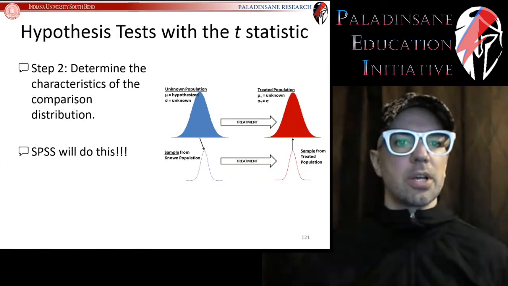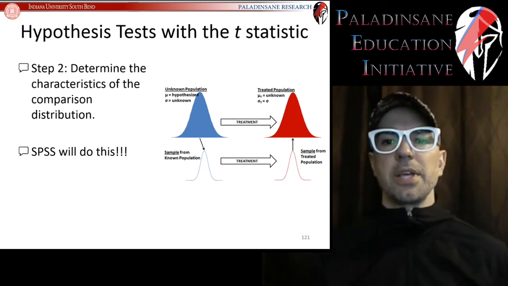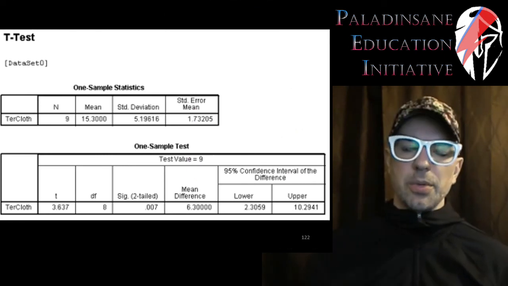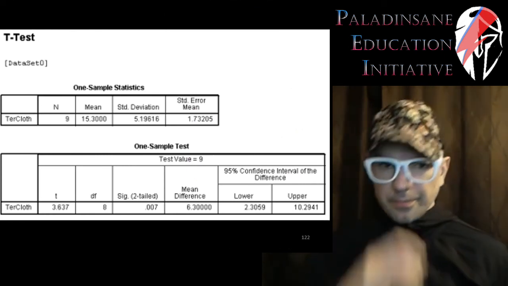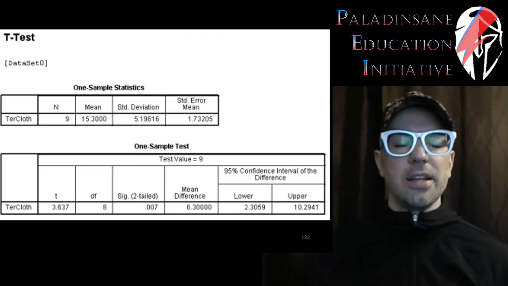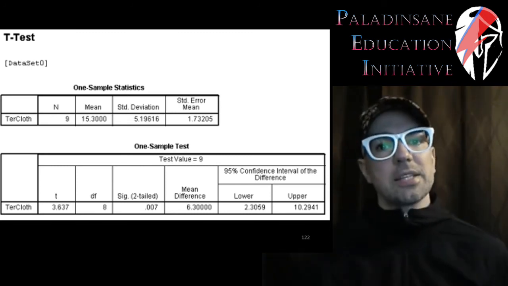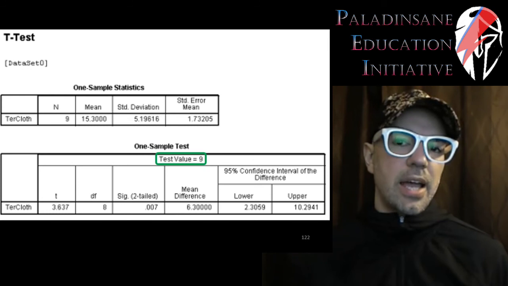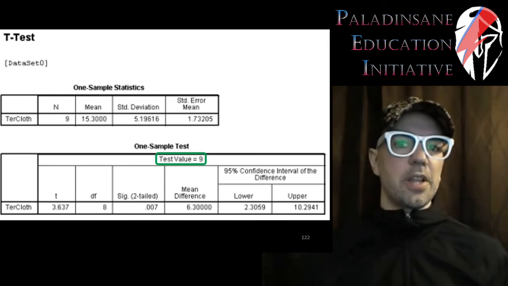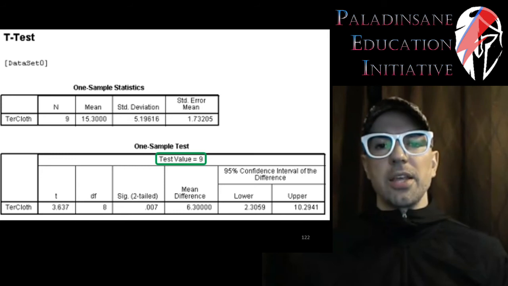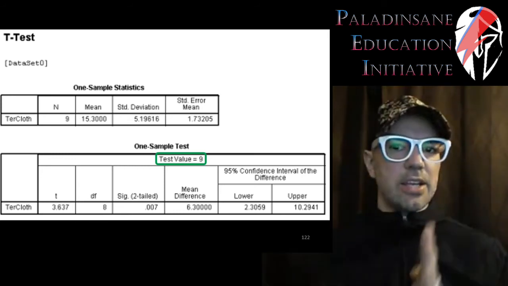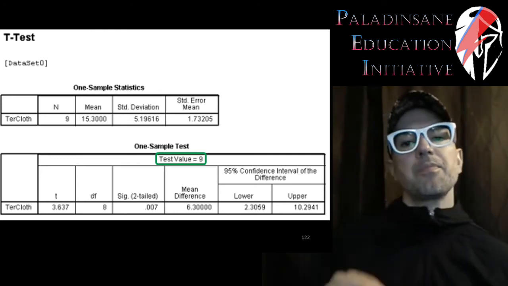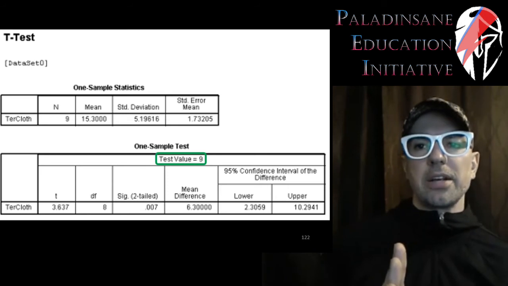All right, step 2, determine the characteristics of the comparison distribution. SPSS will do this. Let's see where SPSS has done that. So the first thing that we need is the mean of the comparison distribution. And we have already decided that that is 9, but just in case we forgot, SPSS lets us know that as well. So SPSS is telling us, oh, the test value that I used was 9. And this is another thing that you do want to check. Check that test value in that second table there. Make sure that it is your null hypothesis value. If it's not, scrap the output, go back, do it again. That is the mean for your comparison distribution.